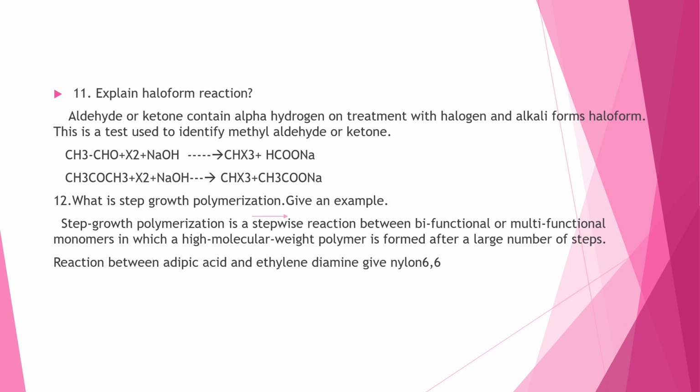What is step growth polymerization? Give an example. Step growth polymerization is actually an example of condensation polymerization. It's a stepwise reaction between two or more functional groups which results in the formation of a high molecular weight polymer. A very good example is the formation of nylon 6,6 from adipic acid and hexamethylenediamine.